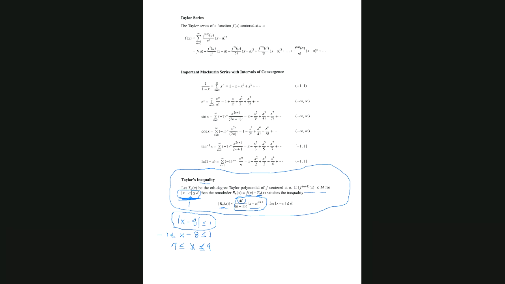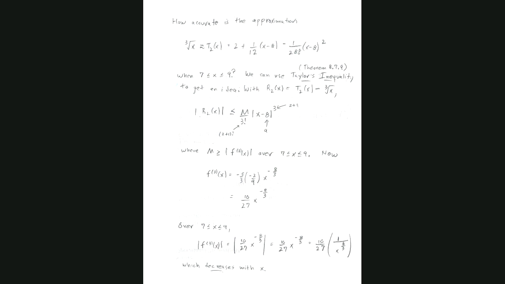Okay, all right, so let's move on then. So what we did then was, we found the second-degree Taylor polynomial, and then we applied Taylor's inequality. And we showed that the absolute value of the third derivative of f, and remember f of x is the cube root of x, was 10/27 times x to the negative 8/3. And of course, the absolute value of that third derivative would just be the third derivative, because it is positive when x is between 7 and 9.